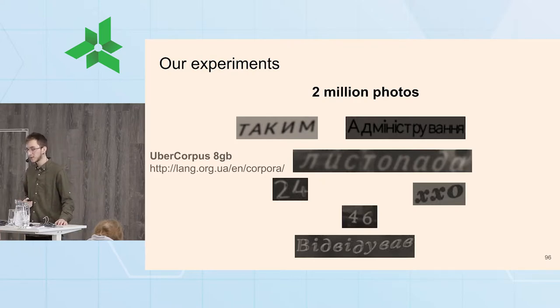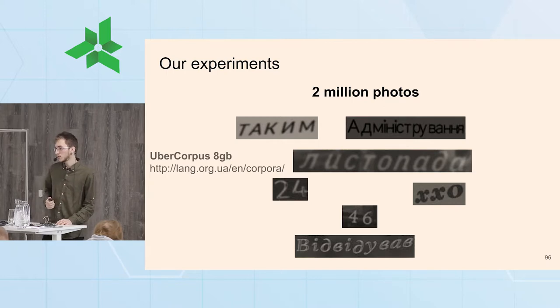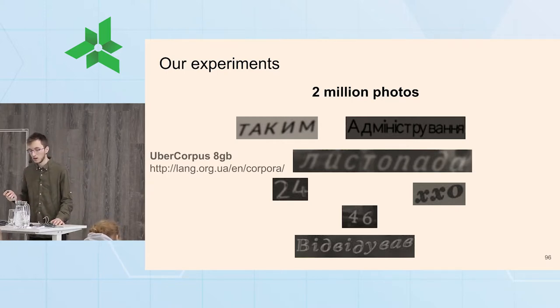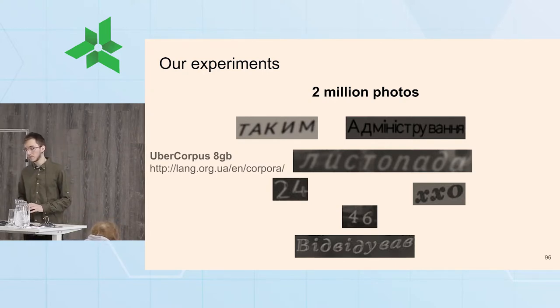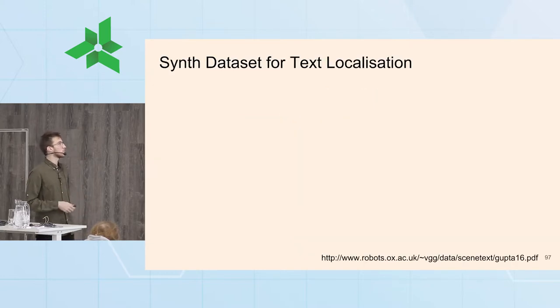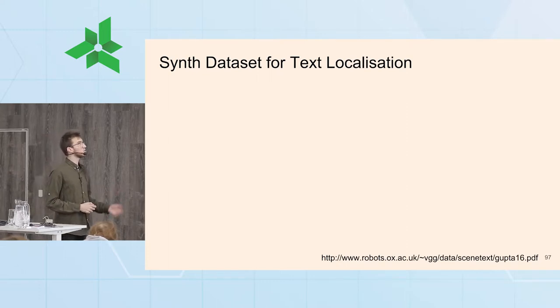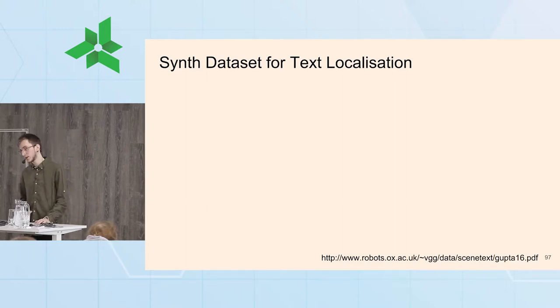So we did our experiment with this approach. We needed to take some dataset for sampling our words, our text, and we took Uber Corpus, which has about 8 gigabytes of text. It's a lot, and we filtered that dataset to have only Ukrainian words and digits, and then we started sampling and generating synthetic data, and we got something like this. That's not the whole variety of examples, but we had a lot of different data, and it looked something like this. We generated 2 million photos, which is pretty good for training our neural network.